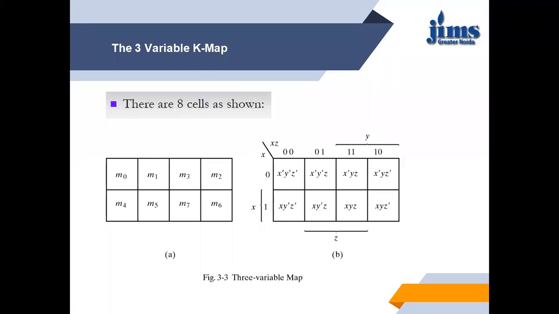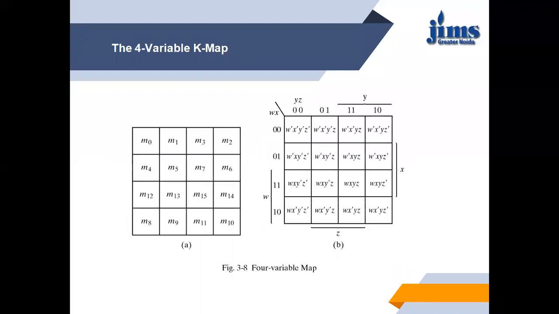So there are 8 cells. Each cell represents a possible distinct input variable combination. Now this is a 4 variable K-map. We have 4 input variables W, X, Y, Z. These are the input variables. It may be A, B, C, D. So whatever the representation of your variable, you can write it like this.